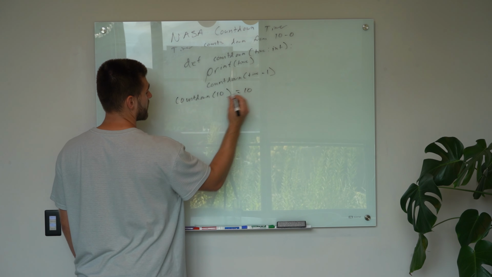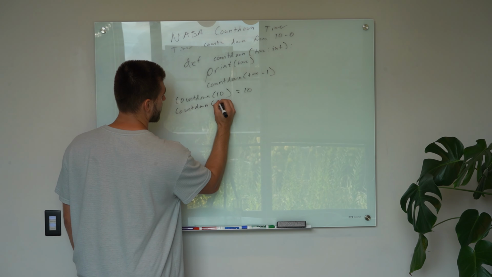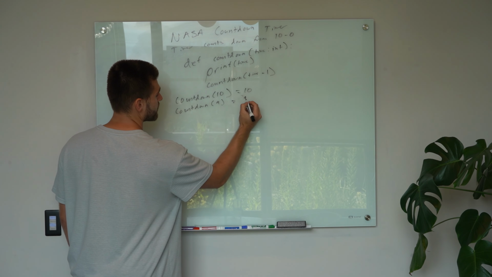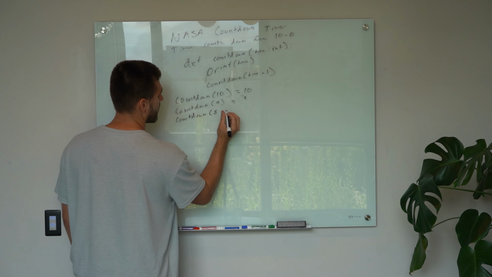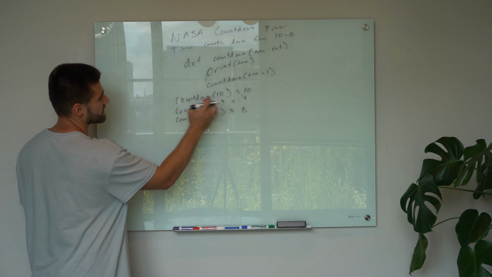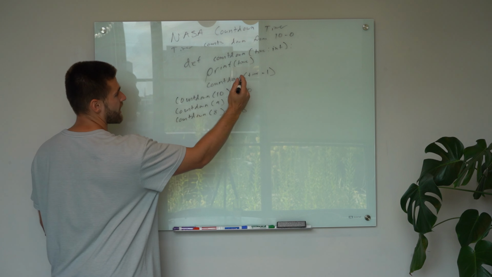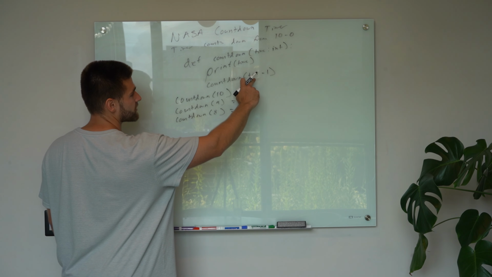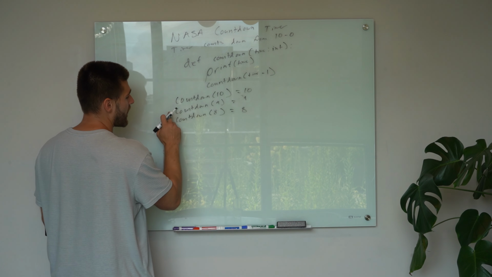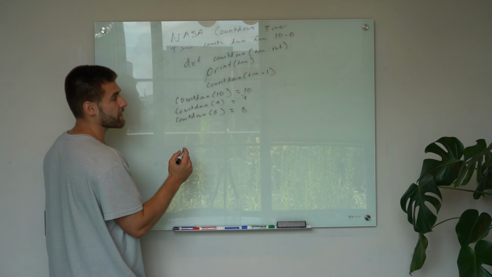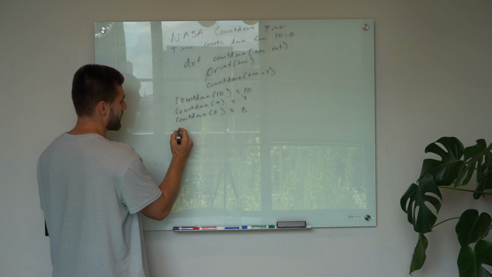If we do countdown of 9, again, we're going to print 9. Countdown 8 is going to print 8. And so I guess what I'm showing is that you start with 10, and then as we go through here, the next call is going to be 9 because we decrease our time value by 1, and then we do the same thing here.